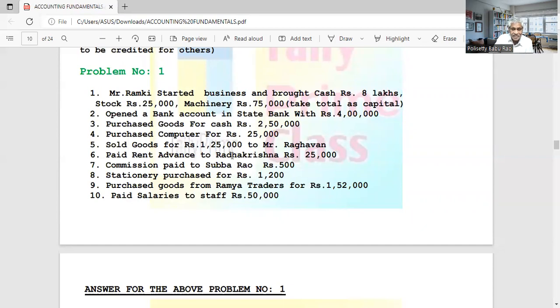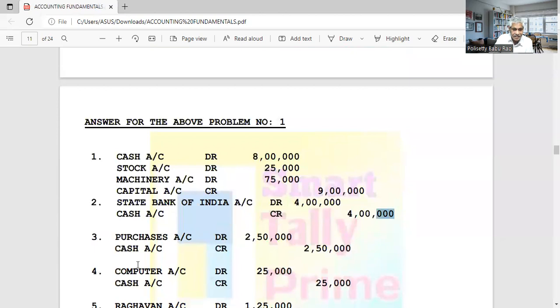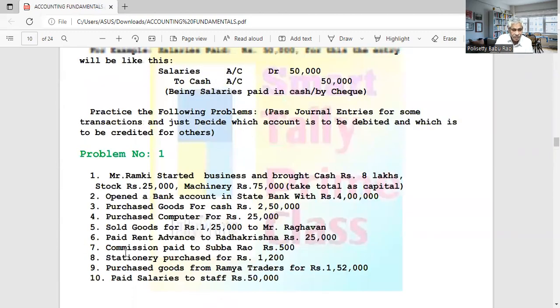And for cash, cash is paid, so cash is going out. Cash is to be credited. See here, purchase account debit 2,50,000 and cash account credit 2,50,000. Understand here? Right, next one.